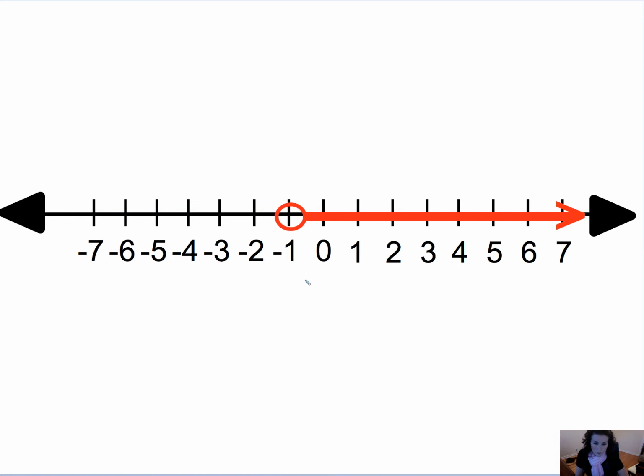One more of these. Okay, now again, pick a variable. I'll do y this time. Is it greater than or less than? Well, since my arrow is going to the right, I want all the numbers greater than negative 1, so it would be greater than. Now this is an open circle this time, so I do not underline it. And my number here is negative 1, so I put a negative 1.